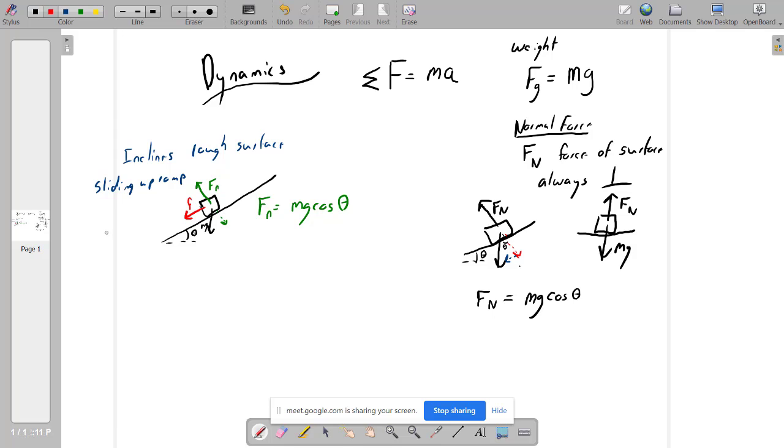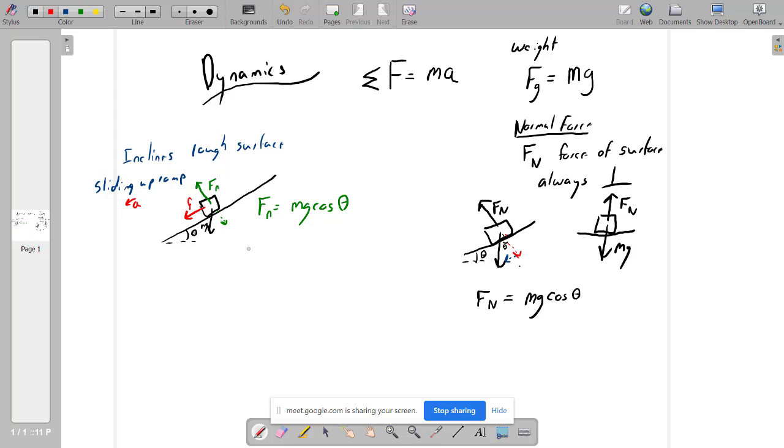Yes, because there's friction, no? Yeah, because there's friction, it's slowing down. Its velocity is changing, so yeah, it has an acceleration. And the acceleration is going in this direction.